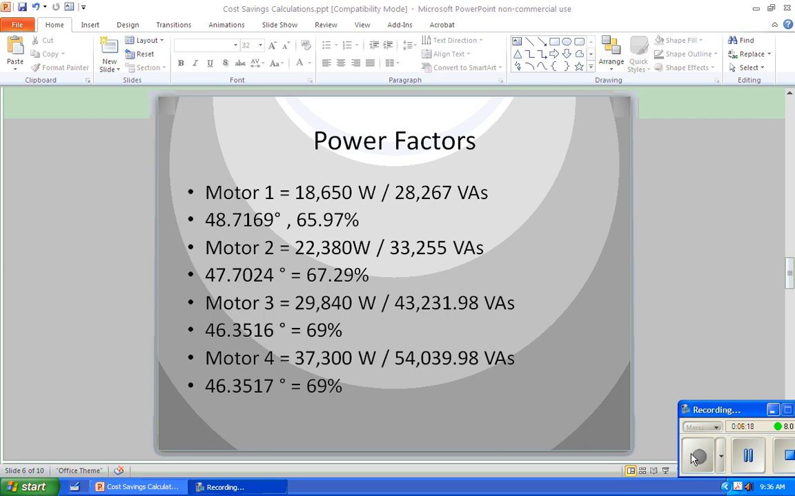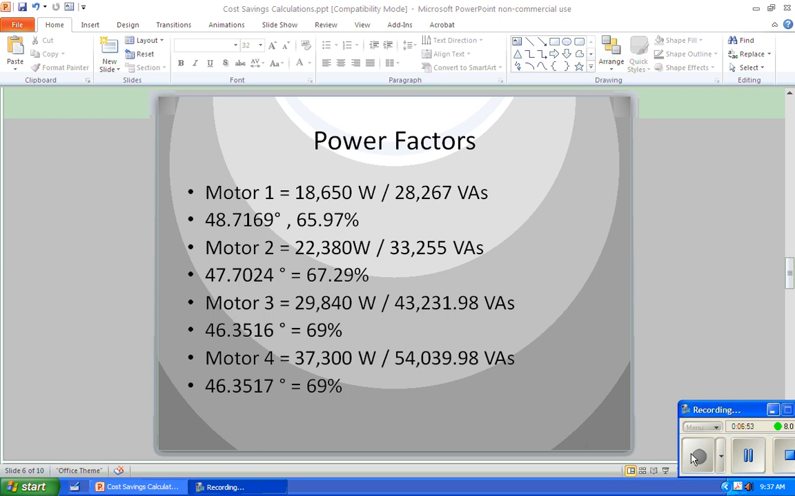Motor 3 has 29,840 watts and 43,231.98 VAs, giving us a 46.3516 degree angle, and that gives us about a 69% power factor. Motor 4 is about the same. It has 37,300 watts and 54,039.98 VAs, and again that's a 46.3517 degree angle, only slightly different, and about a 69% power factor also.